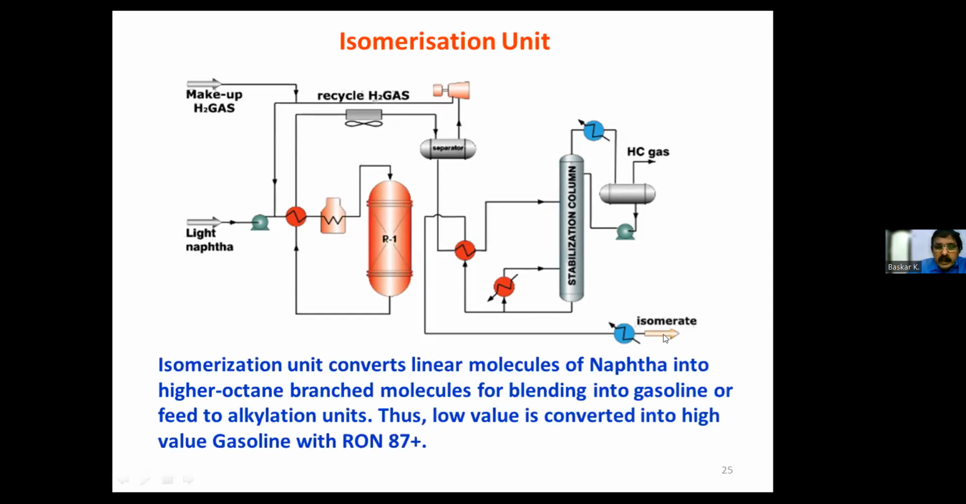The isomerization unit converts linear molecules of naphtha into high octane branched molecules for blending into gasoline or to alkylation units. Thus, the low value naphtha is converted into high value product with RON 87. Okay, you can see the difference: the catalytic conversion CCR in the previous unit was producing reformate with 100 octane, and this unit produces isomerate with 87 octane.